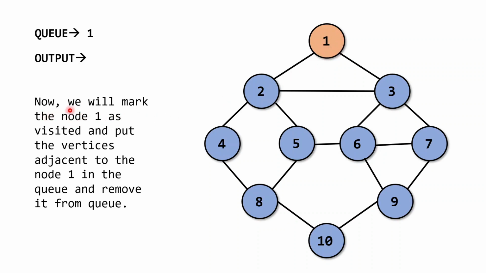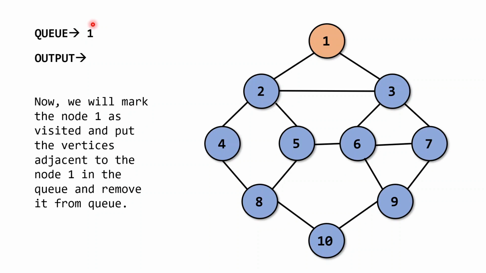So what I have written here is we will mark the node 1 as visited, that we have done, and put the vertices adjacent to the node 1 in the queue, that is the two vertices 2 and 3. I will put these two vertices into the queue and remove 1 from the queue. So I will remove this particular node from the queue and make it as output, or print it as output.